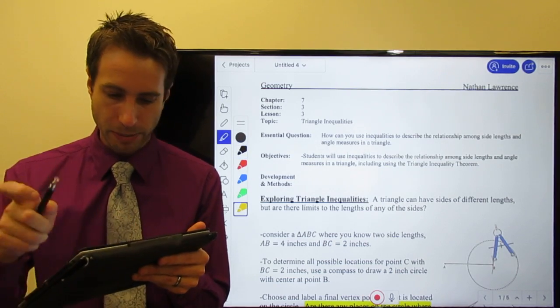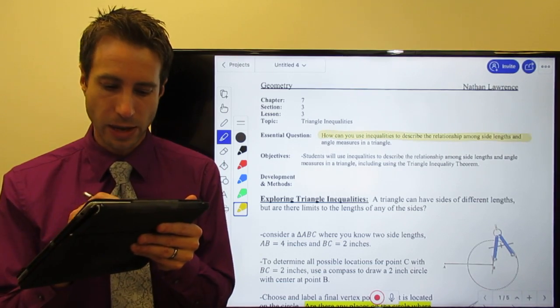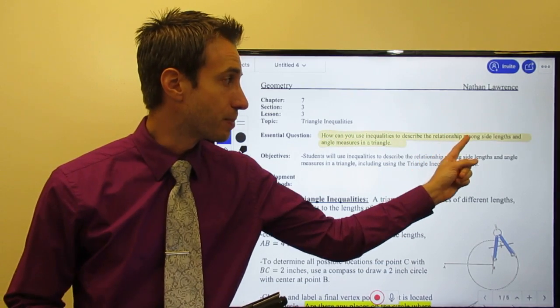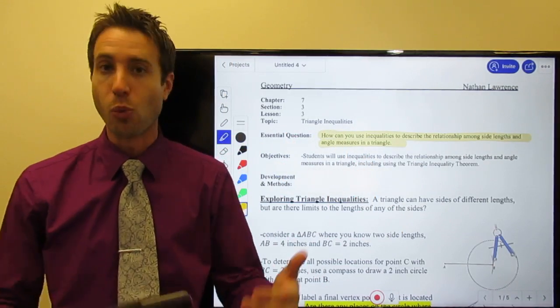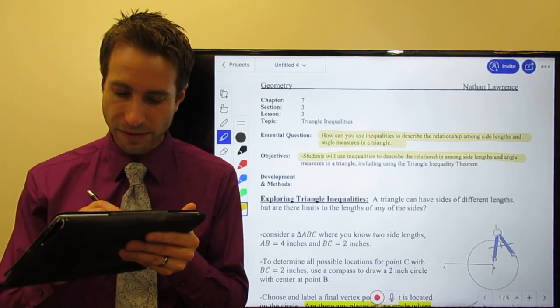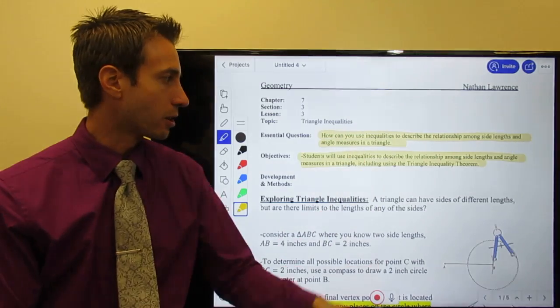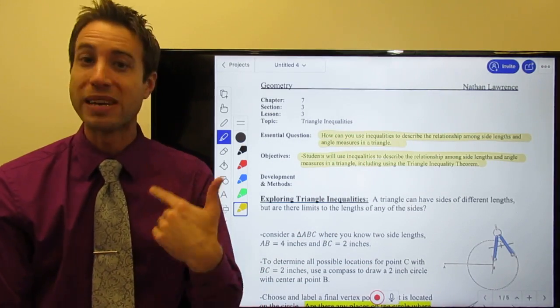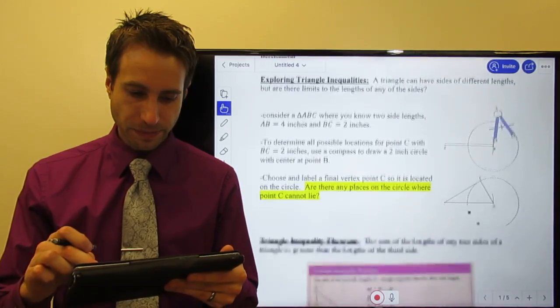Actually, before I do that, I apologize, the essential question is essentially what I just explained to you. Based on the relationships among the side lengths and the angles, can you build a triangle? What can you tell me about that triangle? Our objective is the stuff you need to know in order to help you answer that question. So here we go, let's jump right into this.